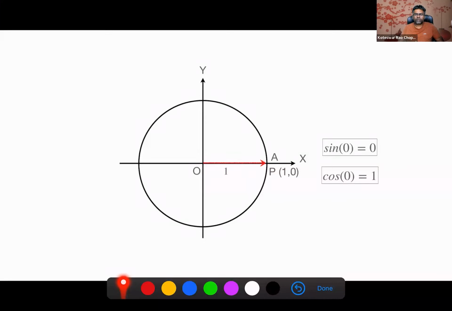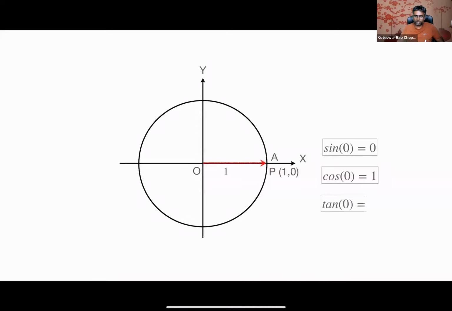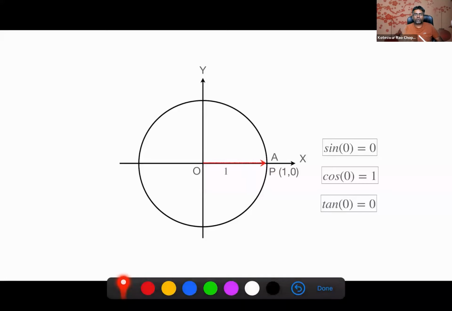Guys, I think there's a lot of disturbance here. What will be the value of tan 0? 0 by 1, so that would be 0. Very good. So now let's move on to a different angle.